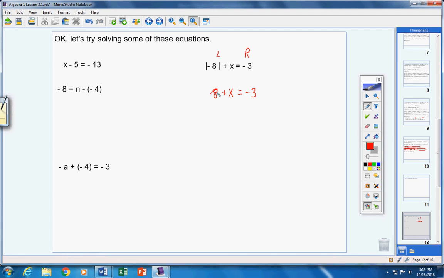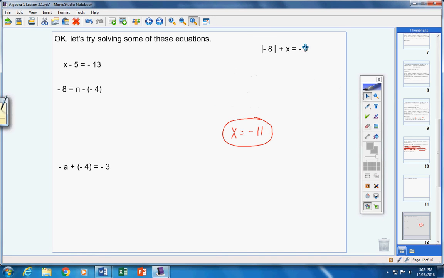I don't want this positive 8 here. I'm going to bring it over and make it a negative 8. So bring down your x. Negative 3, negative 8 is negative 11. So I'm claiming this is my answer right here, okay? Negative 11. Let's check it and see if we're right.